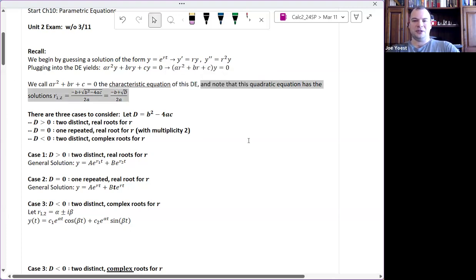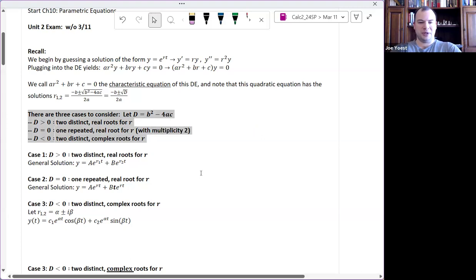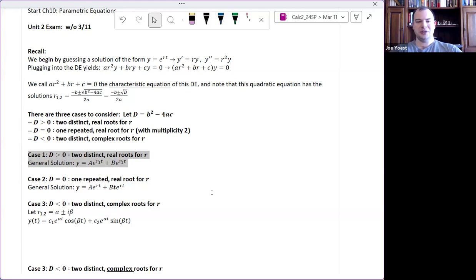And as we said, this quadratic equation has two solutions, two roots, and those roots have three distinct cases. Discriminant bigger than 0 with two distinct real roots for r. The general solution looks like y equals a e to the r1t plus b e to the r2t, where r1 and r2 are the two distinct real roots. And that's our solution to the differential equation, where a and b are arbitrary constants.